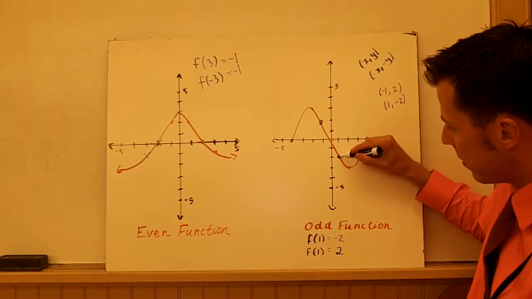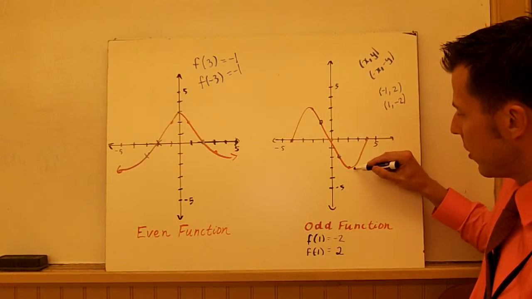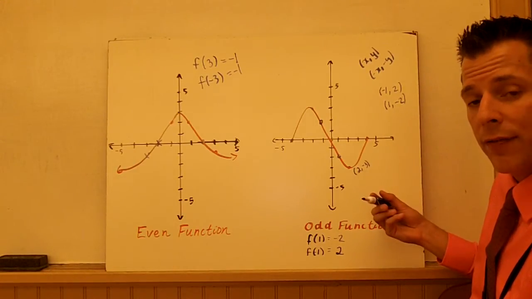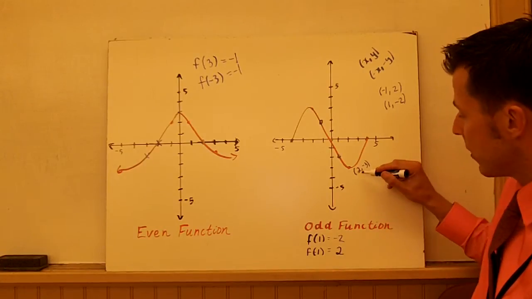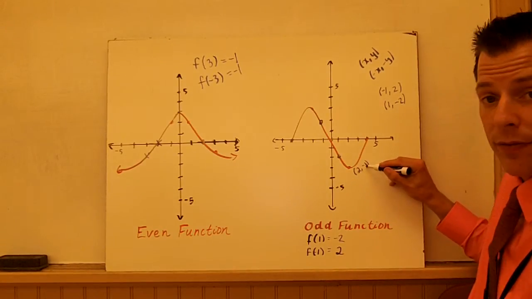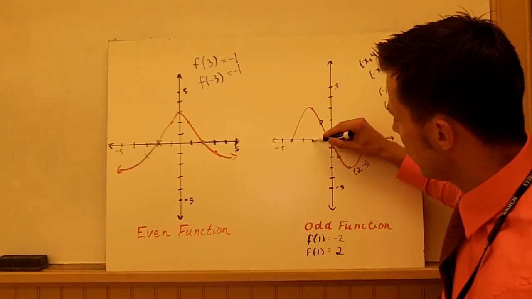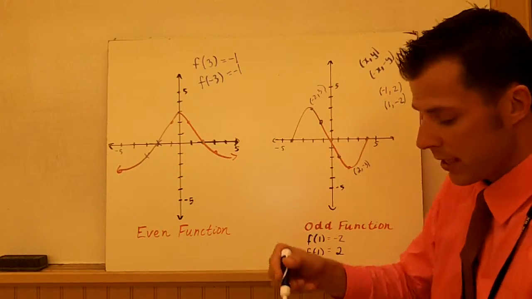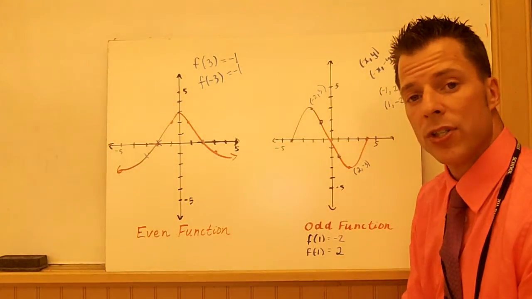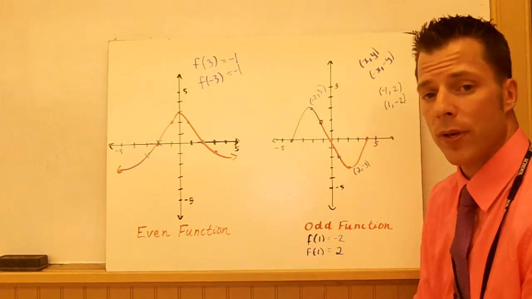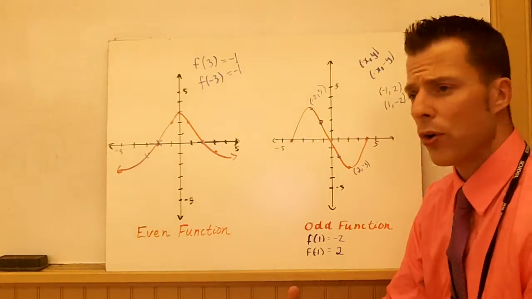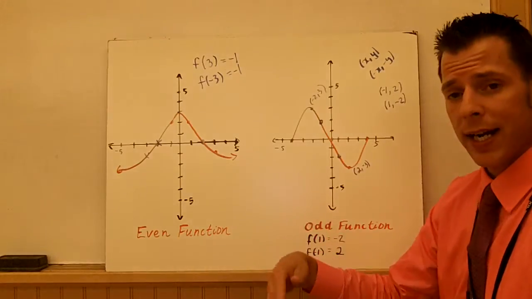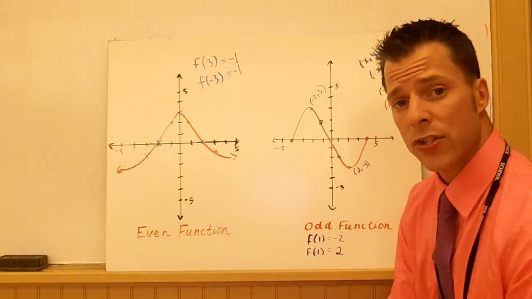If we have 2 comma negative 3 on our graph, and this is an odd function with origin symmetry, that means negative 2, positive 3 should be on the graph. Negative 2, positive 3 is there. And you can see that this graph is an odd function with origin symmetry. So that's what we mean by the last slide with the wording, okay? But it's easier to see visually. Okay, so let's look at algebraically how we can show functions are even and odd.